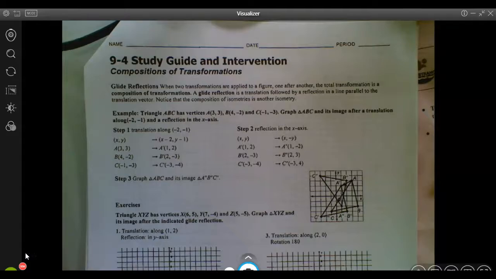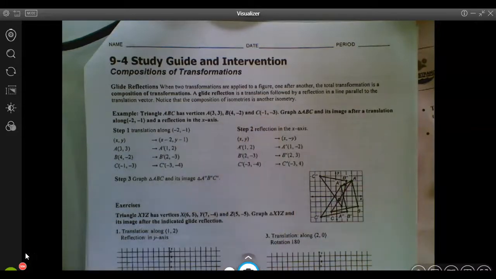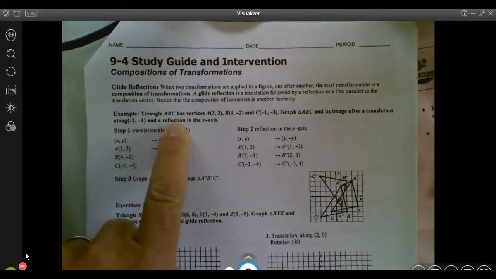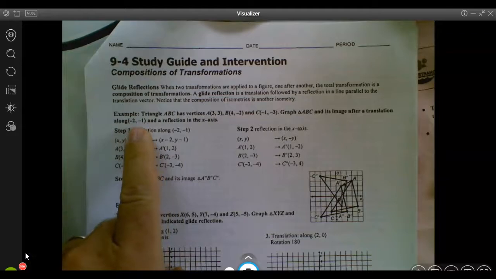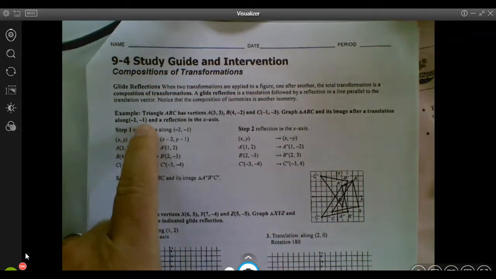So if you look at the example that they already have for you here, they started out with triangle ABC, and they're going to find its image after doing a translation. They're going to translate it along this vector, and then from there, reflect it across the x-axis. So we're going to do two things with this one. Here was the first one. I do want you to remember that this is vector notation, and this simply means I'm going to subtract 2 from my x's, and I'm going to subtract 1 from my y values.